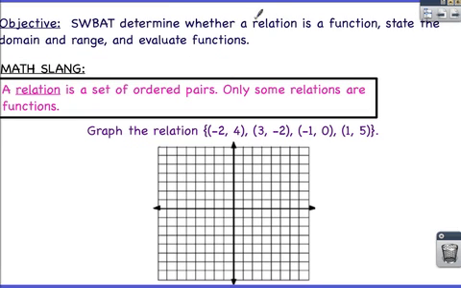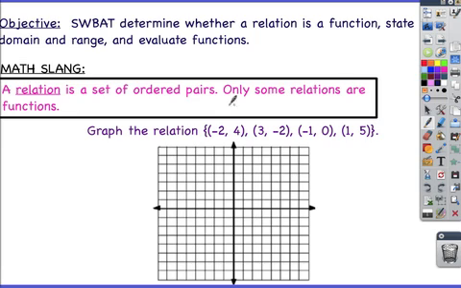A relation is a set of ordered pairs. Only some relations are considered functions. So first we'll begin by graphing this relation. You'll notice how the relation in this case is a set of ordered pairs. In this case we have 4 ordered pairs, and they are enclosed by braces to show that they all do go together on the same coordinate grid. And as you know, ordered pairs have an x and a y coordinate, and it's always x and then y.